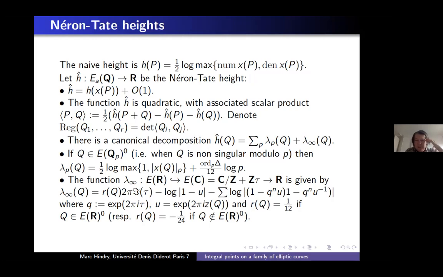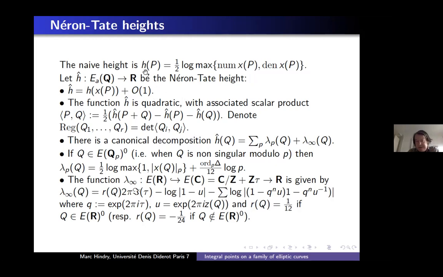So the main tool to prove theorem C. Theorem C, I remind you, is the index of the saturation of the trivial subgroup with the trivial subgroup. We do this by using Néron-Tate heights and computing essentially Néron-Tate heights. So, the main features of the Néron-Tate height.